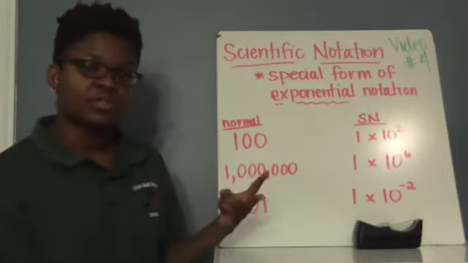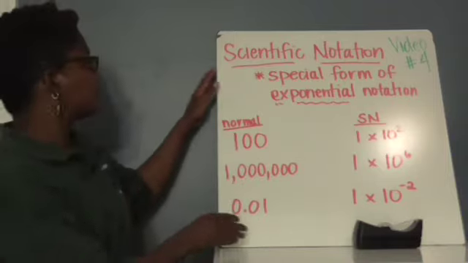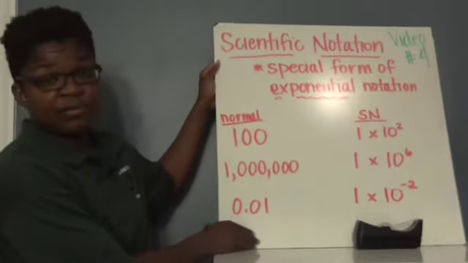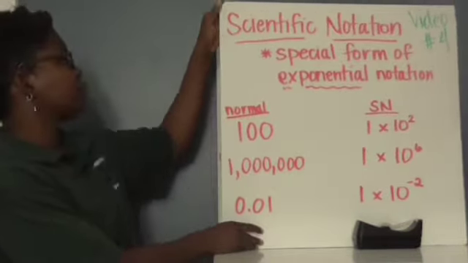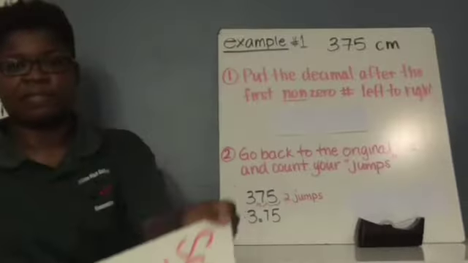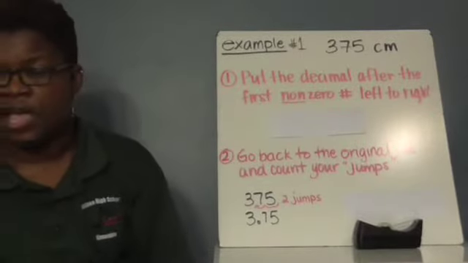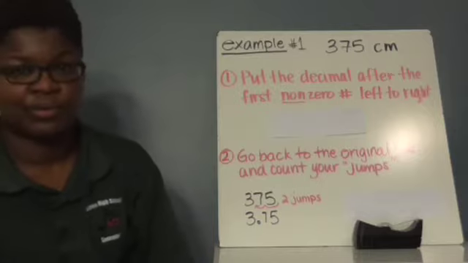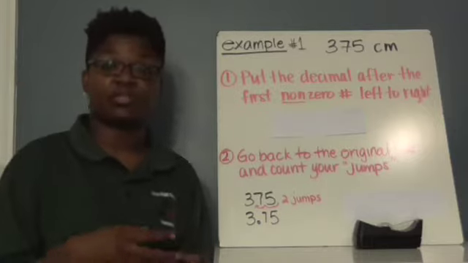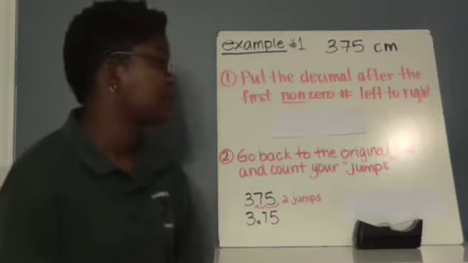So what we're going to do is go over two sets of examples. The first example is a number that is over 1. So we have 375. And this is the process that we use in order to write scientific notation, or take a normal number into scientific notation.